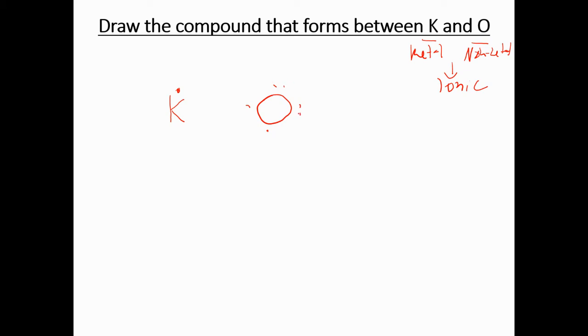So 1, 2, 3, 4, 5, 6. Okay. Now, potassium wants to lose electrons and oxygen wants to gain them until it has its full valence shell. So this potassium is going to transfer its electron over to oxygen. But what you'll notice is that that's not enough yet. That's not enough to have a full valence shell for oxygen. But potassium doesn't have any more.